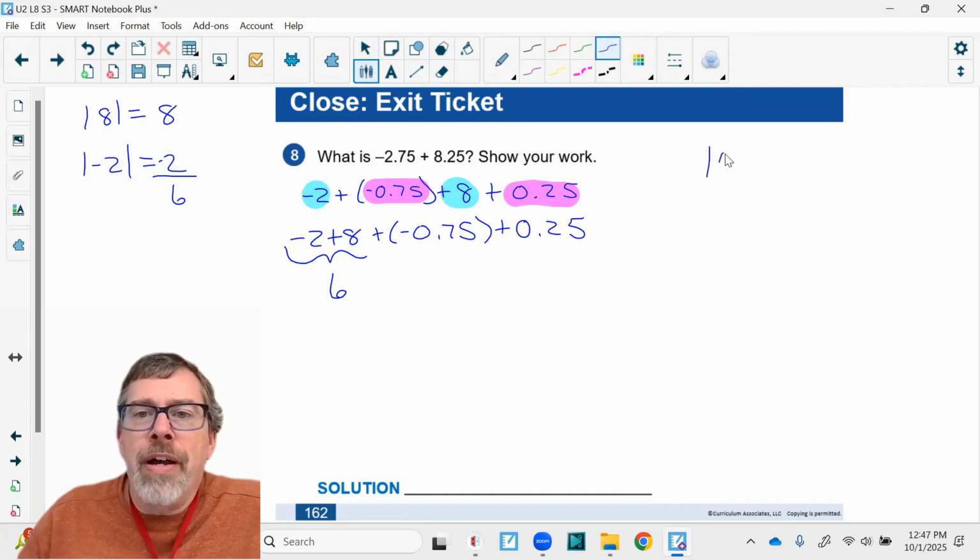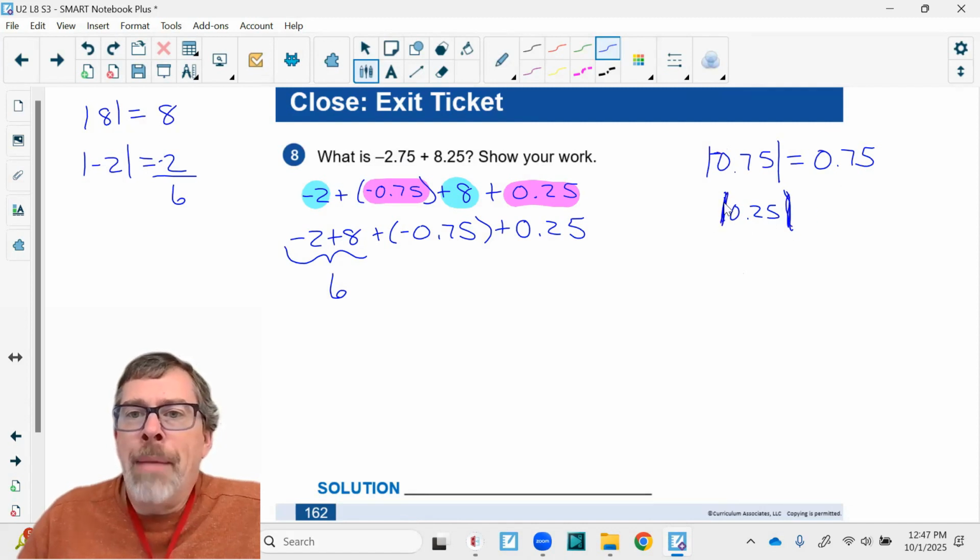The absolute value of -0.75 is 0.75. This should be a negative here. The absolute value of 0.25, okay, these are absolute value brackets, not ones. The absolute value of 0.25 is 0.25, okay? We're going to subtract because their signs are different. One's negative, one's positive. We subtract.